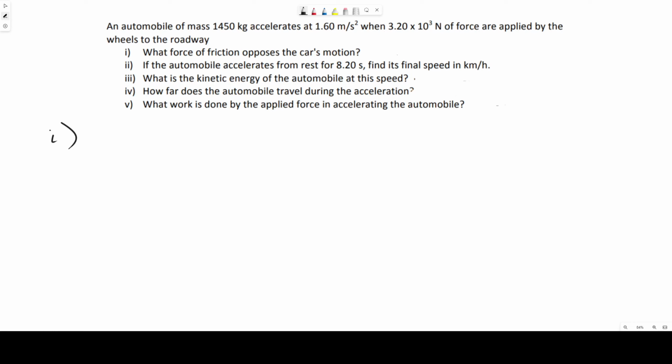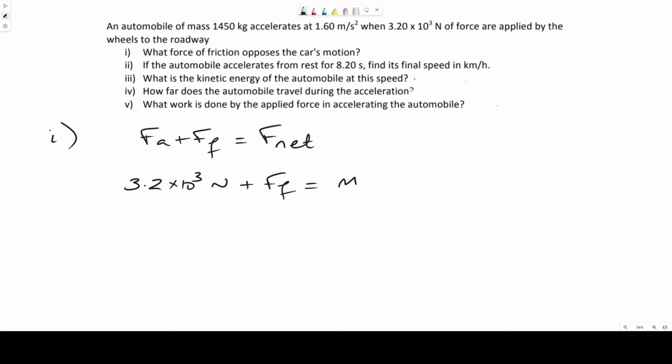Now we know that it is accelerating at 1.6 with mass 1450 when 3.2 was applied, right? So then we can say that my force applied plus my force of friction would be equal to my net force. My applied force is 3.2 times 10 to the power 3 newtons, plus my force of friction, equals F net, which is just MA, or 1450 times 1.6 meters per second square.